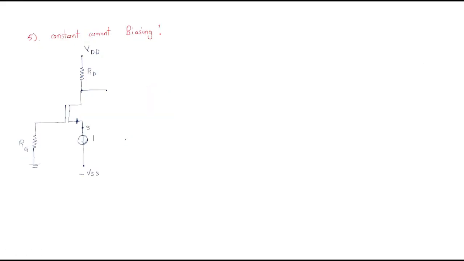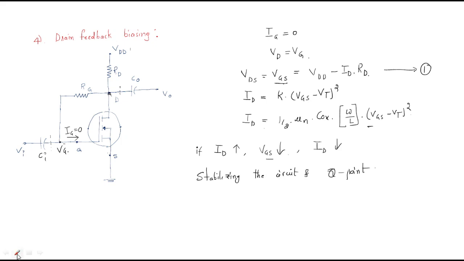So finally, you need to note this point. The note is simple. Both techniques, the voltage divider biasing technique and the drain feedback biasing technique, try to stabilize the operating point. These two are effective methods that stabilize the Q point.